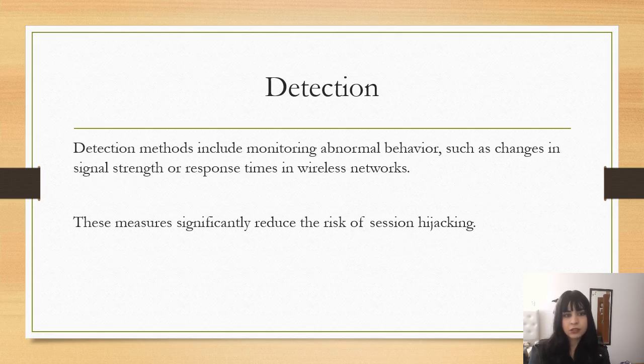For detection, there are different methods, like monitoring abnormal behavior, such as changes in signal strength or response time in wireless networks. These measures significantly reduce the risk of session hijacking.